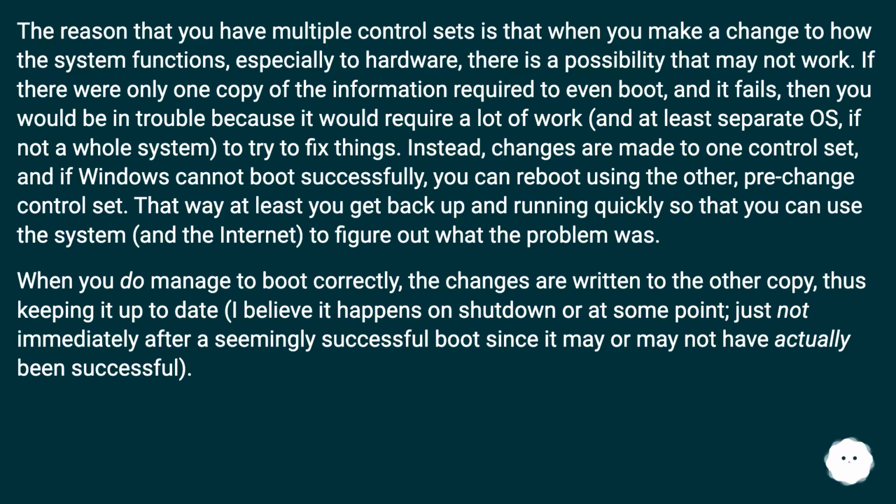Instead, changes are made to one control set, and if Windows cannot boot successfully, you can reboot using the other, pre-change control set. That way at least you get back up and running quickly so that you can use the system, and the internet, to figure out what the problem was. When you do manage to boot correctly, the changes are written to the other copy, thus keeping it up to date. I believe it happens on shutdown or at some point, just not immediately after a seemingly successful boot, since it may or may not have actually been successful.